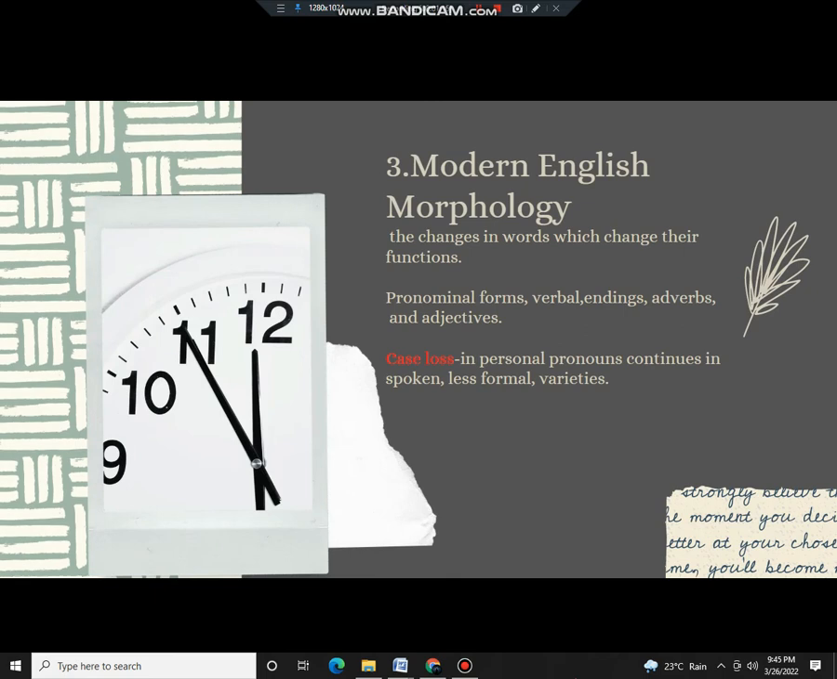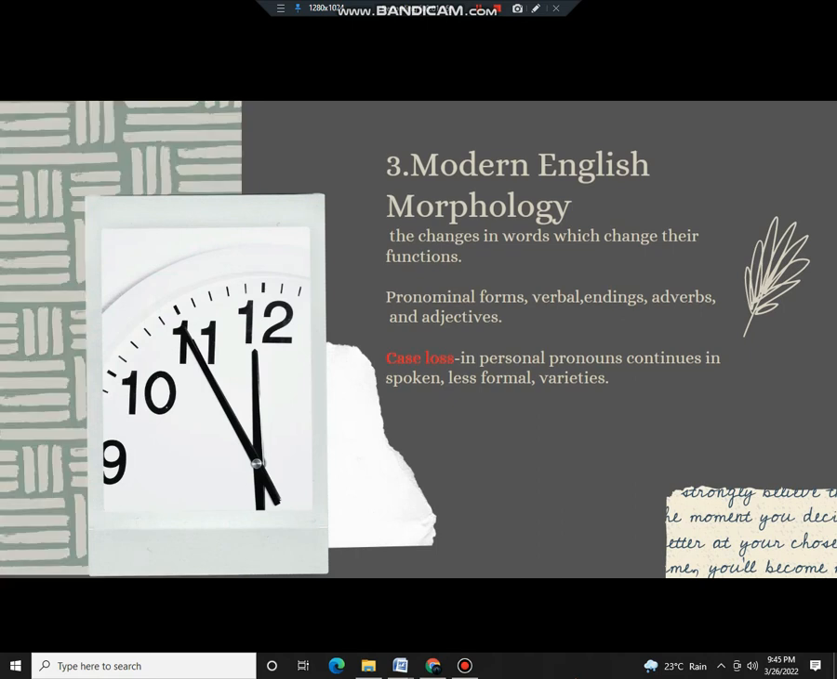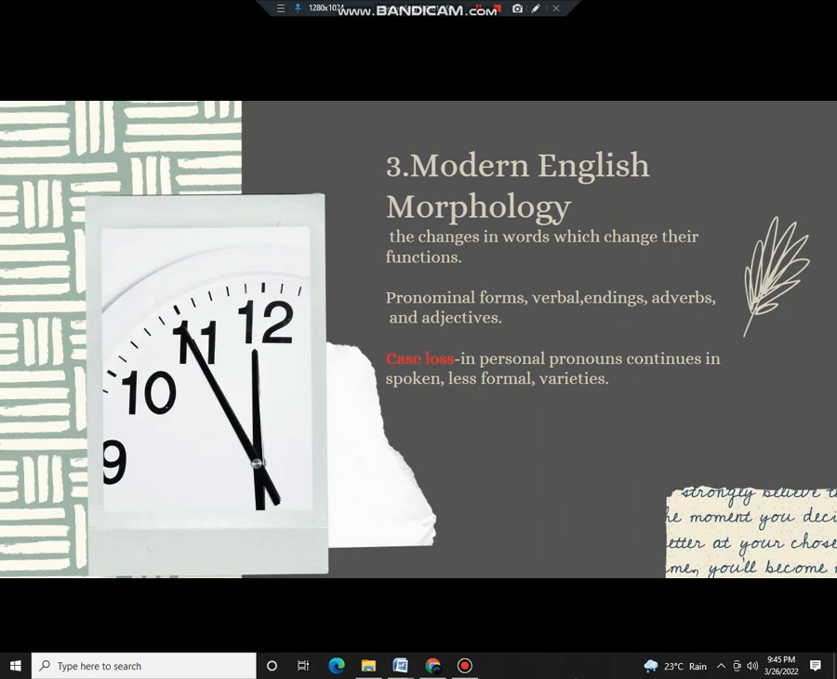So next, we have modern English morphology. Morphology is the changes in words which change their functions: pronominal forms, verbal endings, adverbs, and adjectives. So, the trend towards a more analytic language and the expected loss of case and agreement continues in modern English. So, in this section, we will just examine the pronominal forms, verbal endings, adverbs, and adjectives. As with sounds, it is difficult to describe the morphological changes in neutral terms since many are stigmatized.